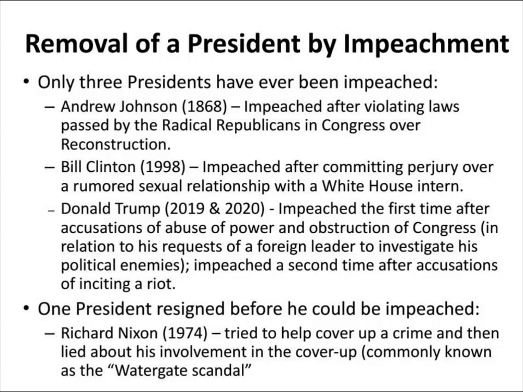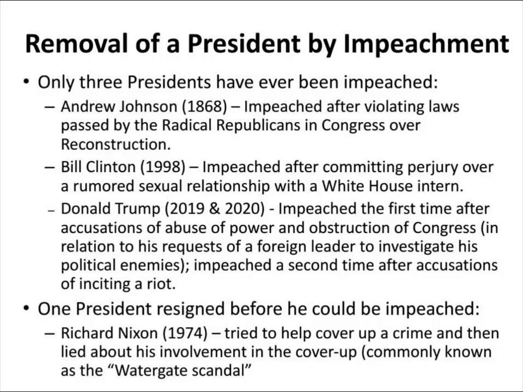And then most recently, Donald Trump was impeached in both 2019 and 2020. The first impeachment was over accusations of abuse of power and obstruction of Congress. And it was in relation to an interaction he had with a foreign leader, asking that leader to investigate his political enemies. He was also acquitted on those charges. He was impeached a second time after accusations of inciting the riot that stormed the U.S. Capitol building. He was also acquitted on those charges.